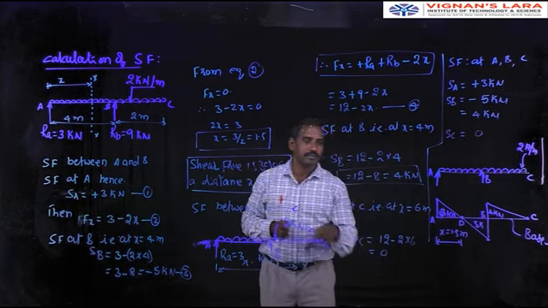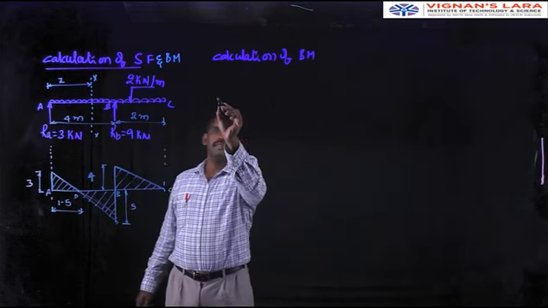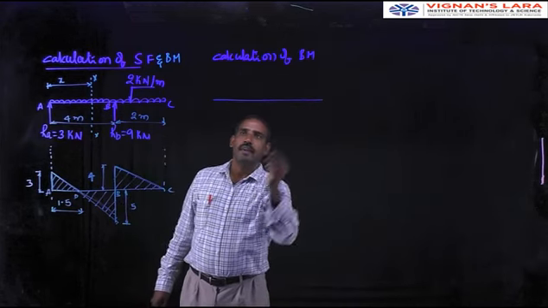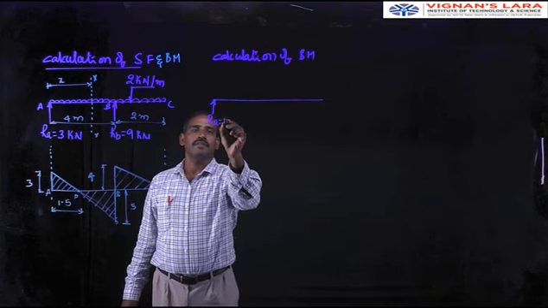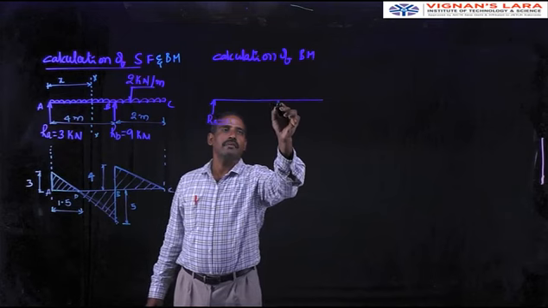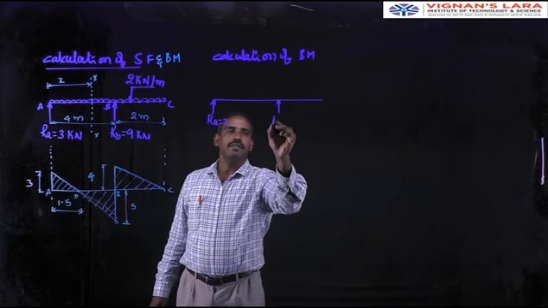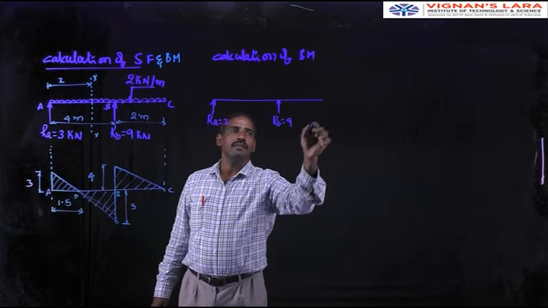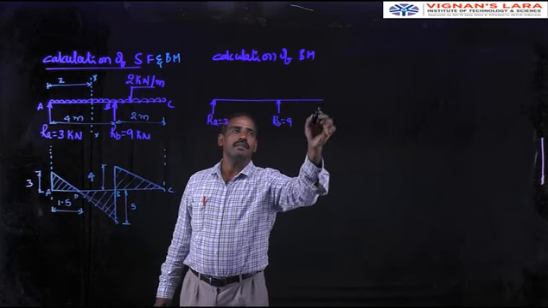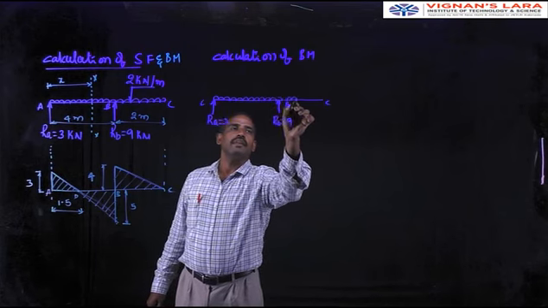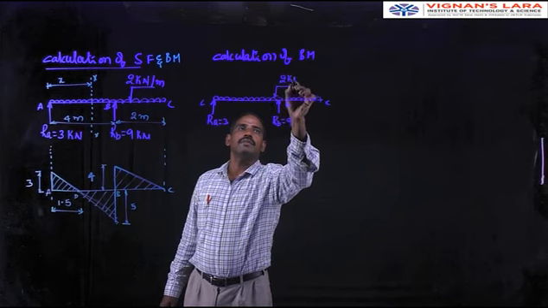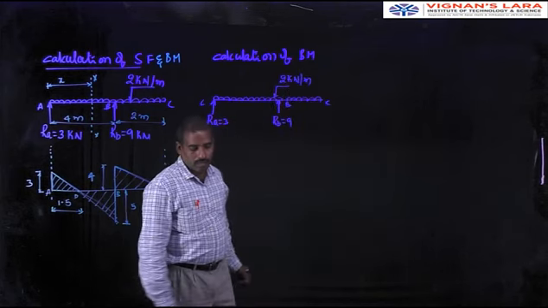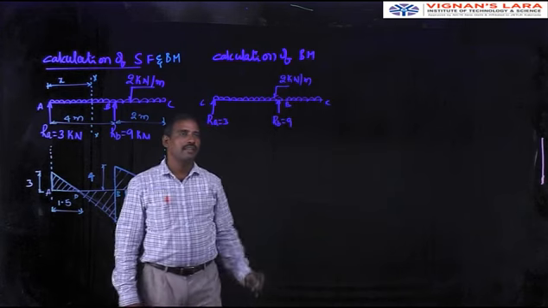Calculate the bending moment. For that, let us consider the overhanging beam. At A, there is a force RA equal to 3 kilonewtons. At B, RB is equal to 9 kilonewtons. And it is carrying a uniformly distributed load over the entire length at the rate of 2 kilonewtons per meter. Now, let us see the BM between AB.